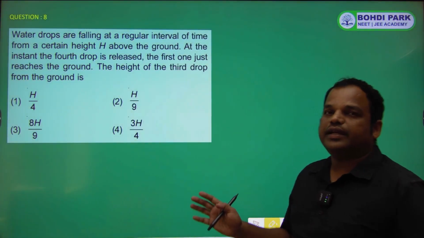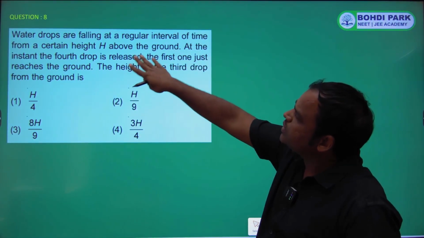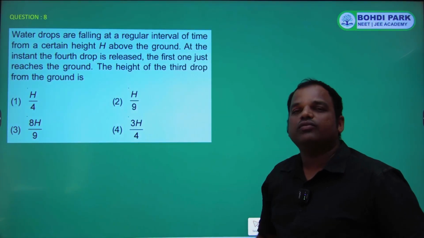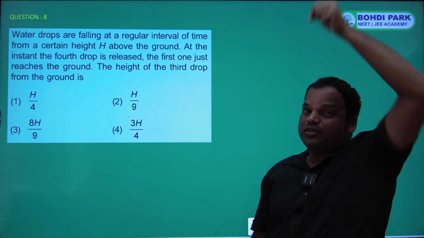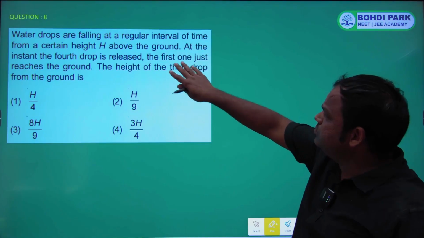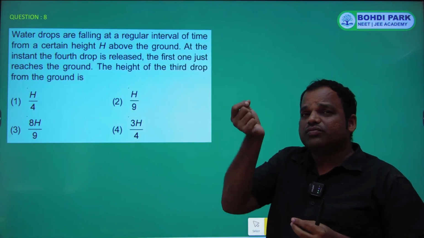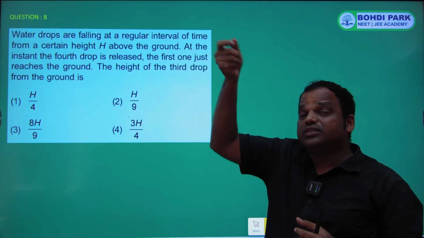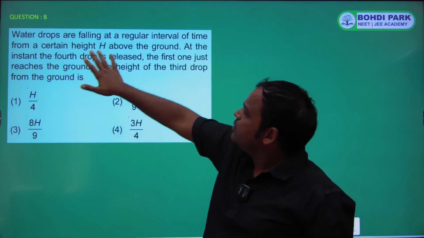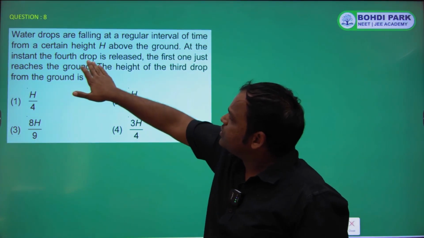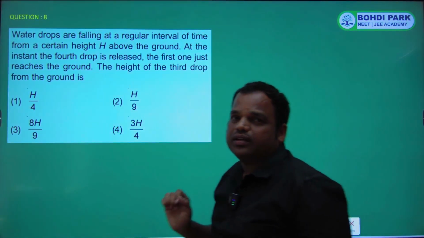Now next, 8th question. Water drops are falling at regular intervals of time from a certain height h above the ground. So suppose there is a ceiling over here, and from that ceiling the water drops are falling. Regular fixed interval, maybe every 1 second a drop is falling, next 1 second the next drop is falling, so that is a regular interval. At the instant the fourth drop is released, the first one just reaches the ground.